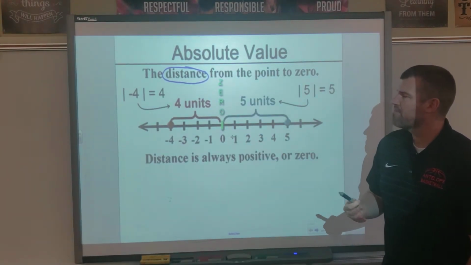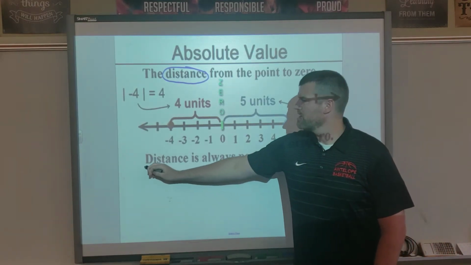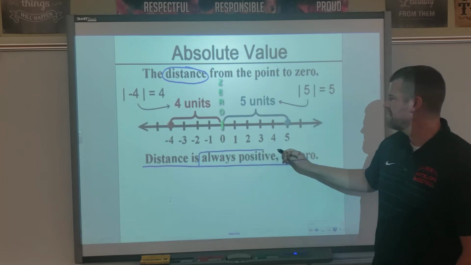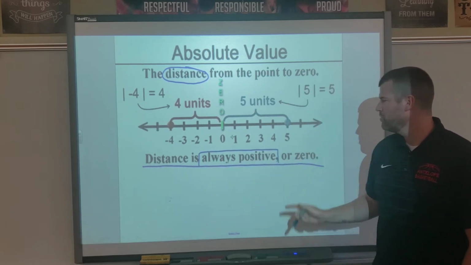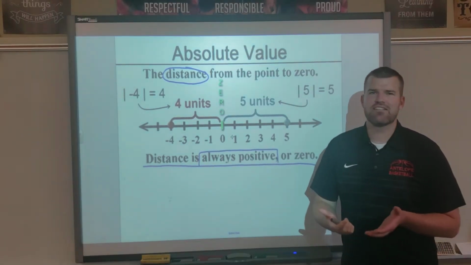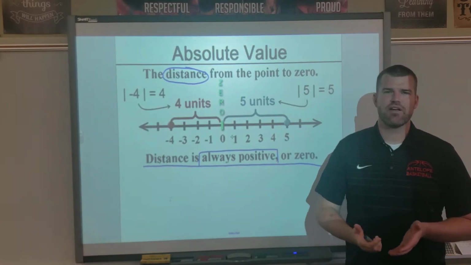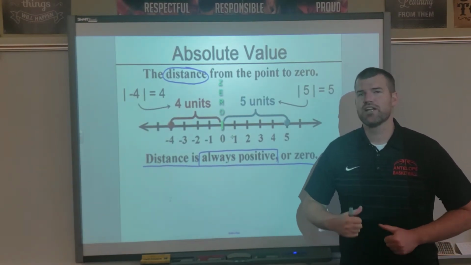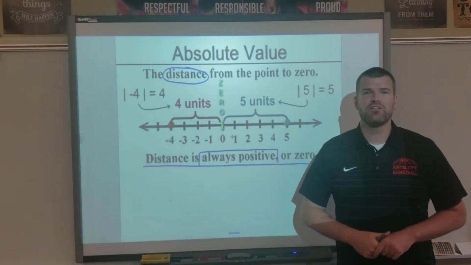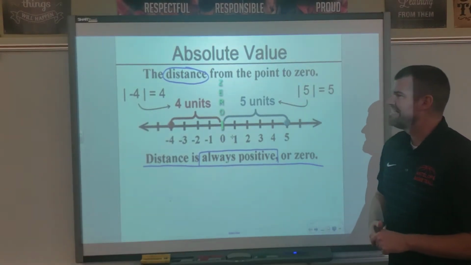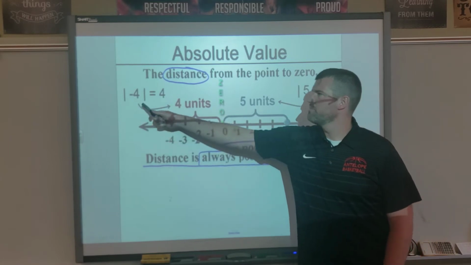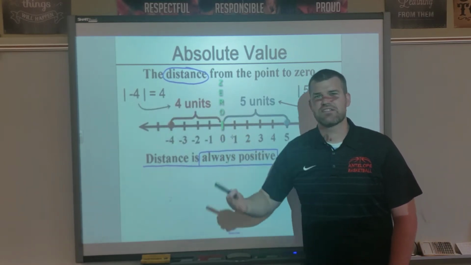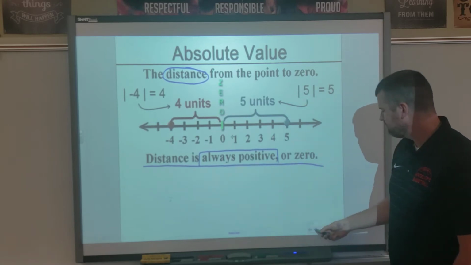The key with absolute value is we're talking about distance, and distance is always positive or 0. When we talk about distance, we don't use negative numbers, right? We don't say, oh yeah, the mall is -3 miles away, or I'm going to go run a -2 mile run today. So distance is going to be positive, and that's why when we're finding the distance of a negative number, we use a positive, because the distance will be positive.